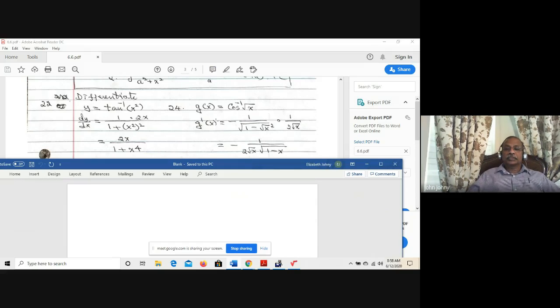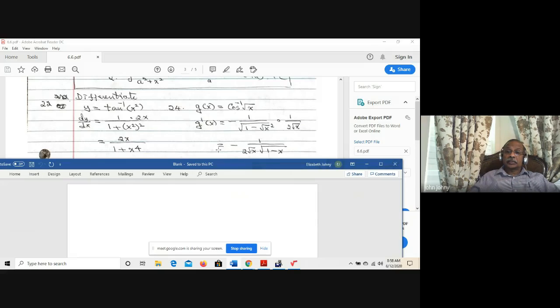24, g of x is equal to cos inverse square root of x. So g prime x is equal to negative 1 over square root of 1 minus square root of x square times 1 over 2 times square root of x, because this is the derivative of square root of x. And here you use the formula for cos inverse x. Negative 1 over square root of 1 minus square root of x square times derivative of square root of x, that is 1 over 2 times square root of x.